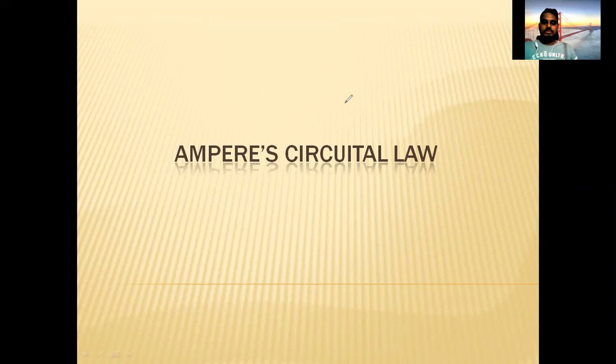Ampere circuital law is all about finding the magnetic field due to a current distribution. But the question is, why do we need to use Ampere circuital law instead of Biot-Savart law? Already we have Biot-Savart law to find the magnetic field due to a current distribution, right? But still, why do we need this? So listen here, this is very easy.